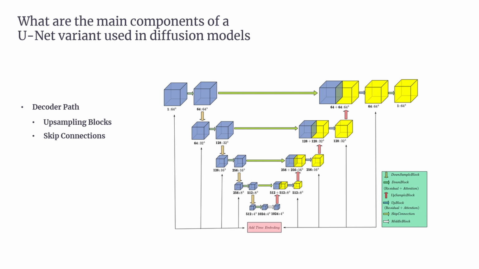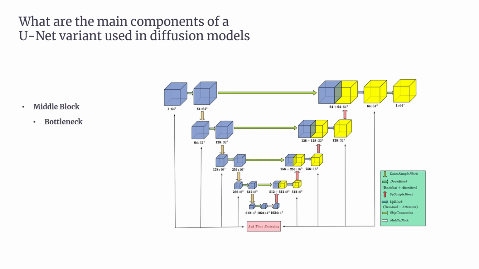Second, decoder path. 1. Upsampling blocks. These layers do the opposite of the downsampling layers in the encoder. They gradually increase the spatial dimensions of the features to reconstruct the image. Transposed convolutions, or a combination of upsampling followed by convolutions, are often used to expand the feature maps back to their original size.